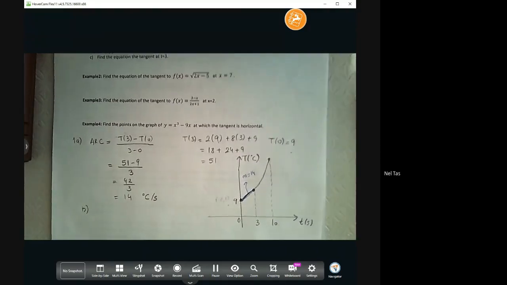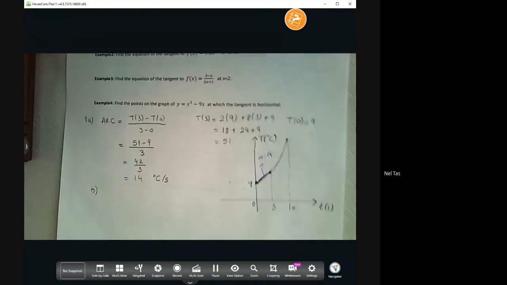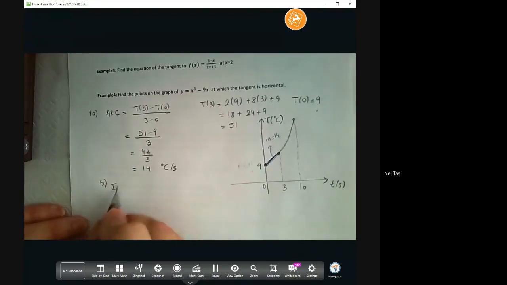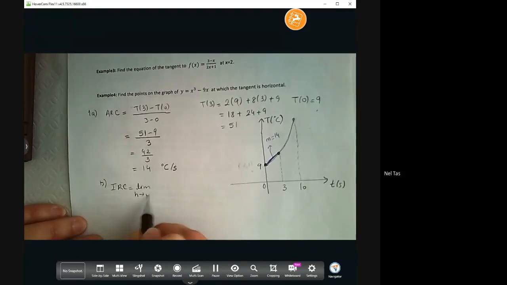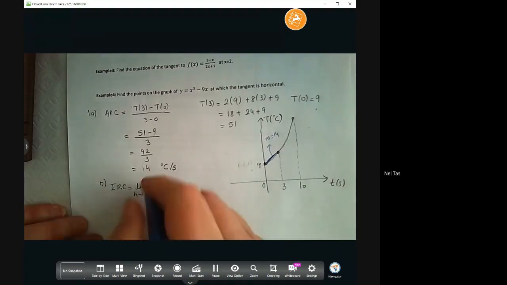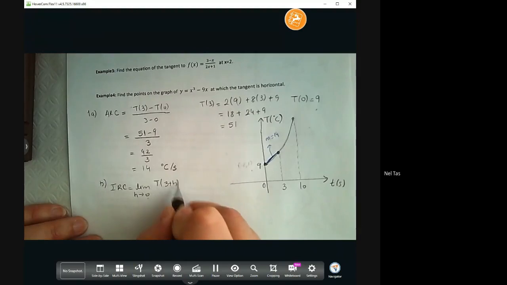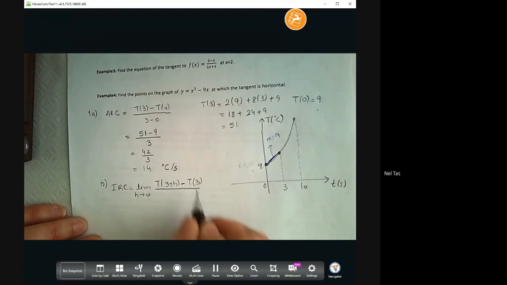Let's look at B. It says instantaneous rate of change of temperature at 3. This time we are looking at the instantaneous rate of change. We said that the formula is the limit as h approaches 0 of f, in this case actually T, of 3 plus h minus T of 3 over h, right? So that's the formula we gave here.